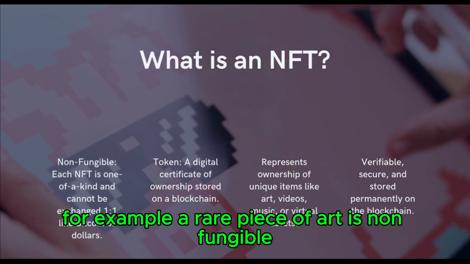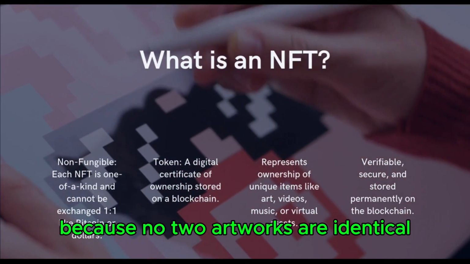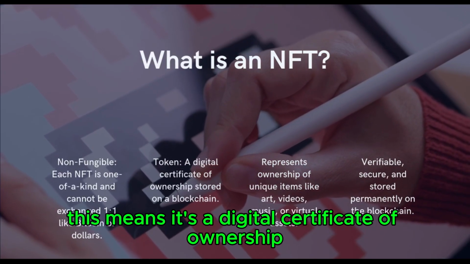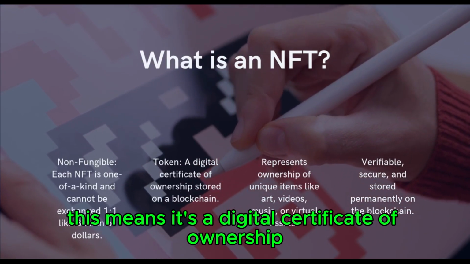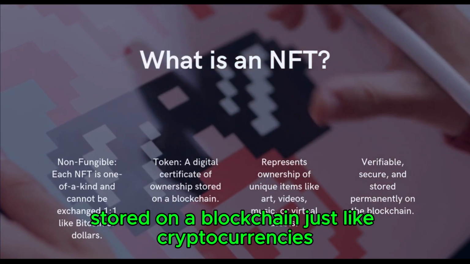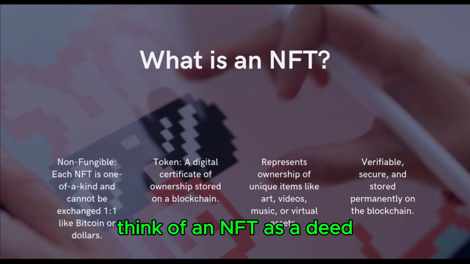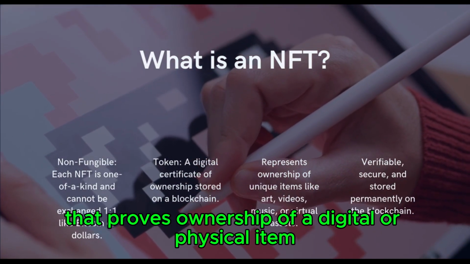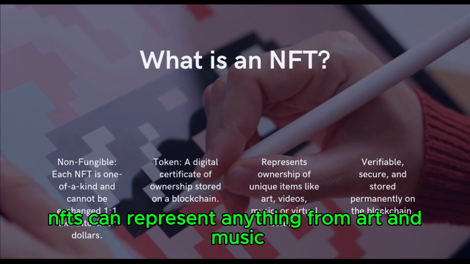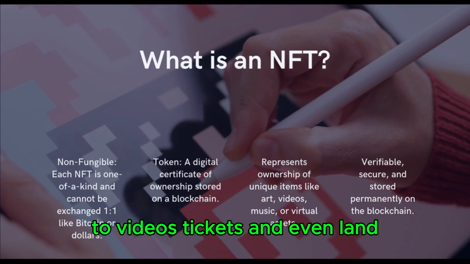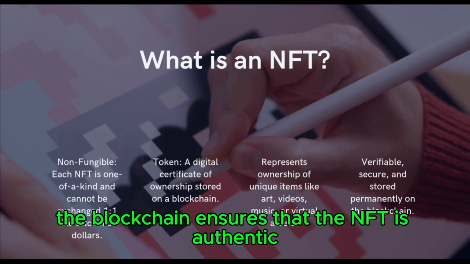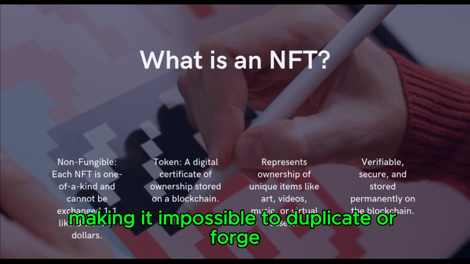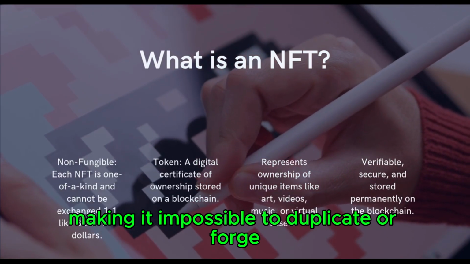For example, a rare piece of art is non fungible because no two artworks are identical. And the other point is the token point. This means it's a digital certificate of ownership stored on a blockchain, just like cryptocurrencies. Think of an NFT as a deed or a title that proves ownership of a digital or physical item. NFTs can represent anything from art and music to videos, tickets, and even land. The blockchain ensures that the NFT is authentic, secure, and trackable, making it impossible to duplicate or forge.